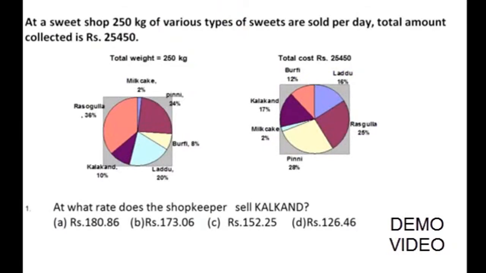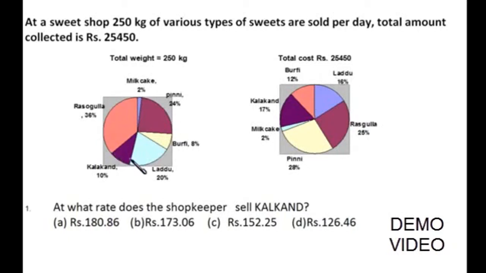Now friends, let's take up our first question on data interpretation. I'm taking a pie diagram over here. The question says, at a sweet shop, 250 kilogram of various types of sweets are sold per day. The total amount collected is 25450, right? Now we are given two pie diagrams over here. This pie diagram is a breakup of weight, that is 250 kilogram, and this pie diagram is a breakup of the total cost that is given to us over here. It is 25,450 rupees.